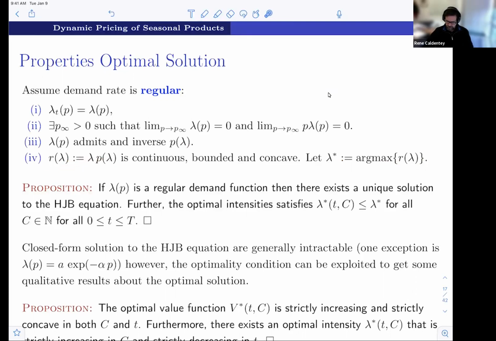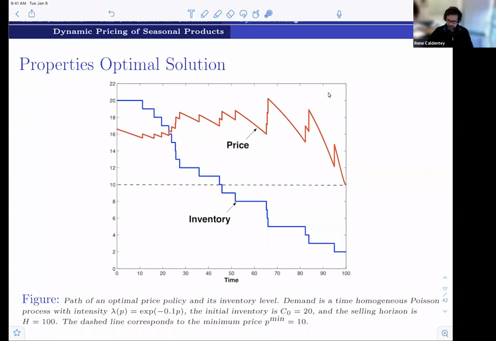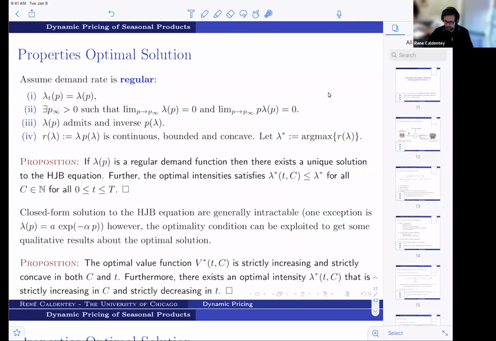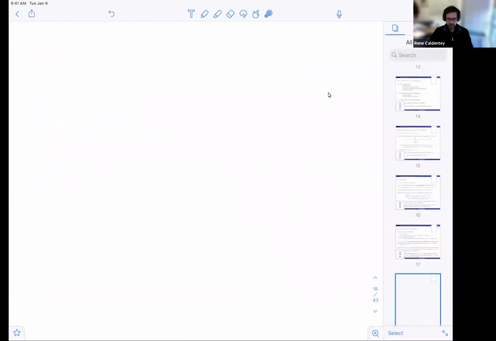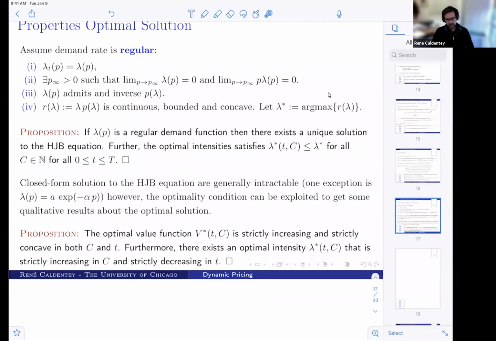Now, the first proposition is very trivial. I mean, you need to prove this thing. So everything here is modulo, you need to prove it. But the intuition, at least for this, is very, very simple. Let me just open a page here and show you exactly what I want to say. So this says that if the demand rate function is regular, then the optimal selling rate that you would like to set is always bounded above by lambda star, by this argmax here, for every inventory and every time that you have left.